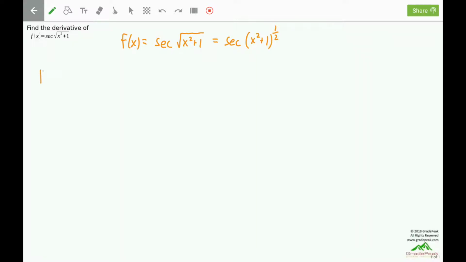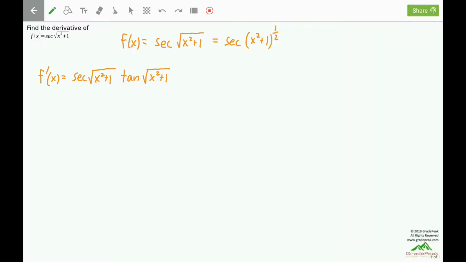Our derivative, f prime of x, will start with the outermost function, that is the secant. The derivative of secant is secant times tangent. Now you leave the inside alone. I'm going to write the first version of the inside. That's that square root of x squared plus 1. We have the secant and the tangent of that for the derivative of secant.